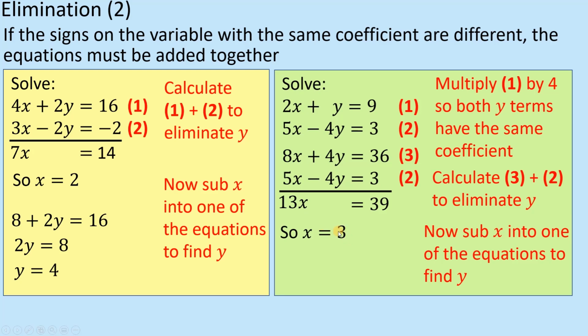And then when you've done that, you're going to substitute it in, ideally the top one, because it looks easiest. So 2 times 3 is 6 plus y equals 9, so 6 plus y equals 9, and then rearrange to say that y equals 3 also. So there you go. That's how we solve simultaneous equations by elimination.